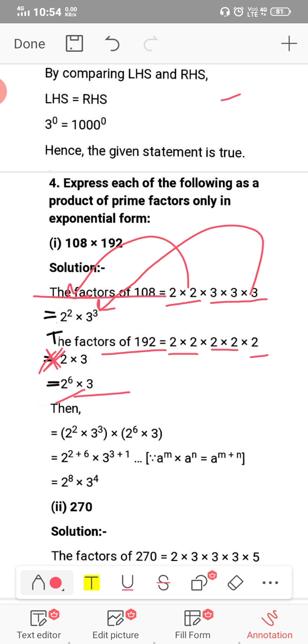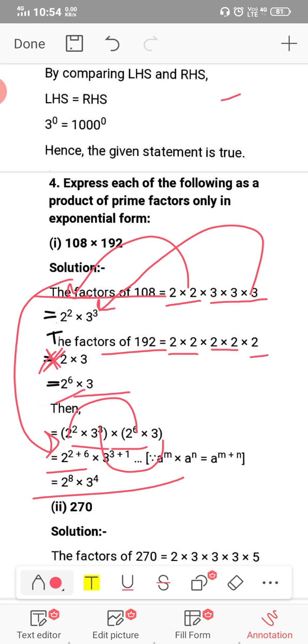सो अब अगर हम इन दोनों के फैक्टर्स को या इन दोनों के एक्सपोनेंट्स को साथ में लिखें, so we can write it 2 to the power 2 into 3 to the power 3 and 2 to the power 6 into 3. So we can see that these two are having same base and these two are having same base. So when bases are same, the powers can be added. So we can write it 2 to the power 6 plus 2, which will be equal to 8, and 3 to the power 2 plus 1, which will be equal to 3 to the power 4. So the answer is 2 to the power 8 into 3 to the power 4.